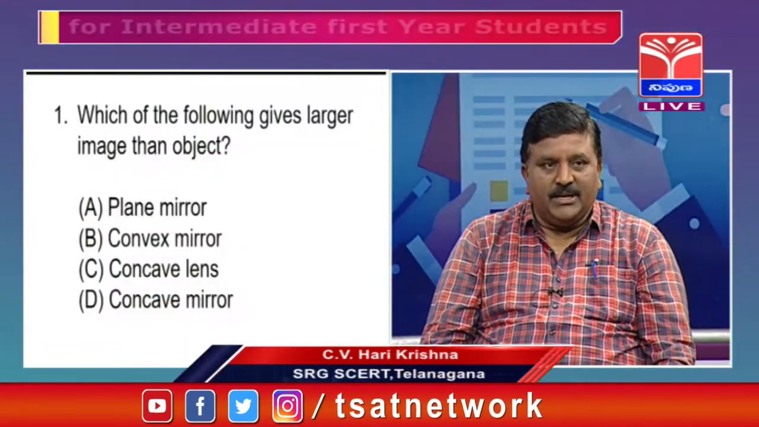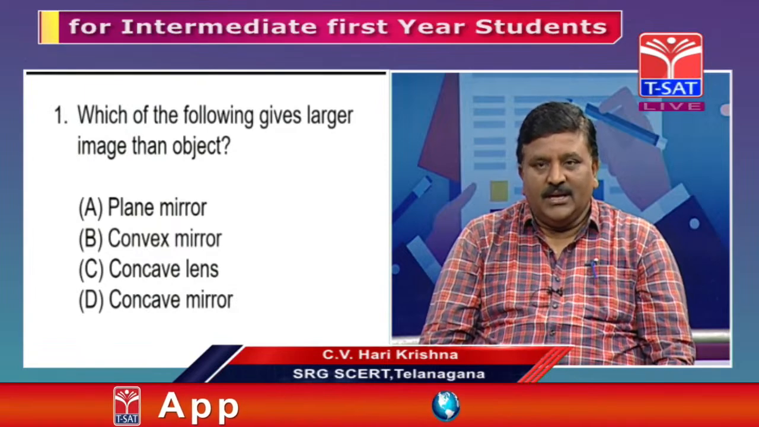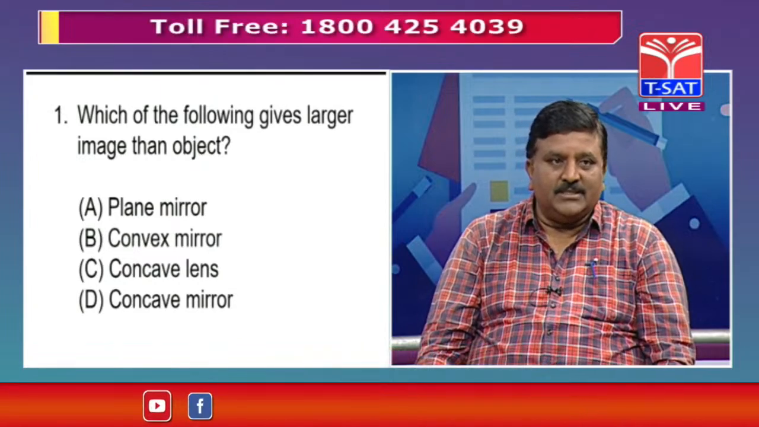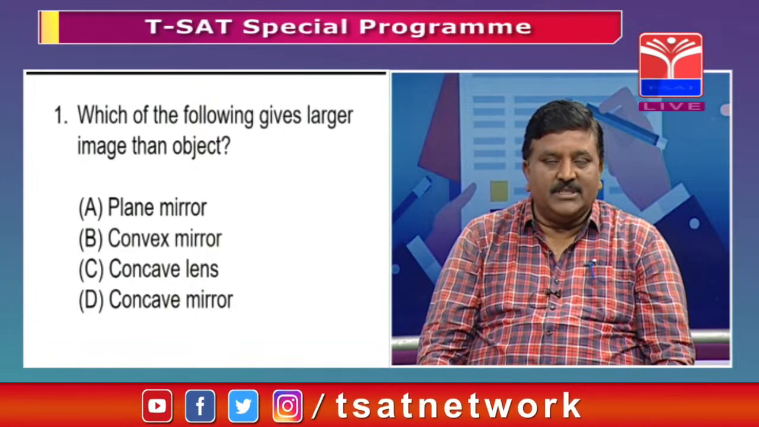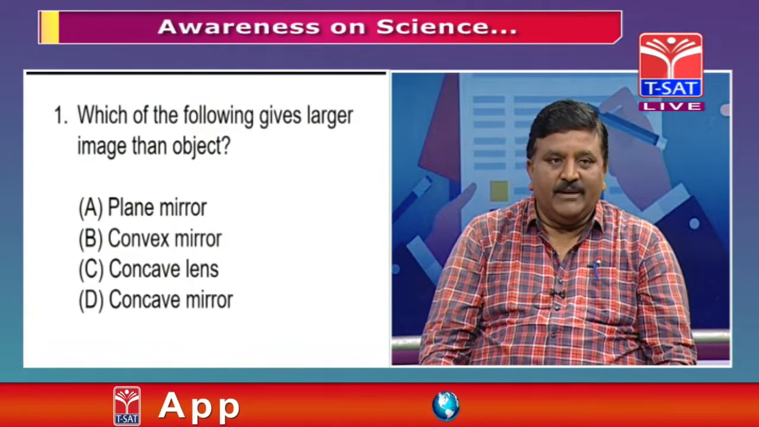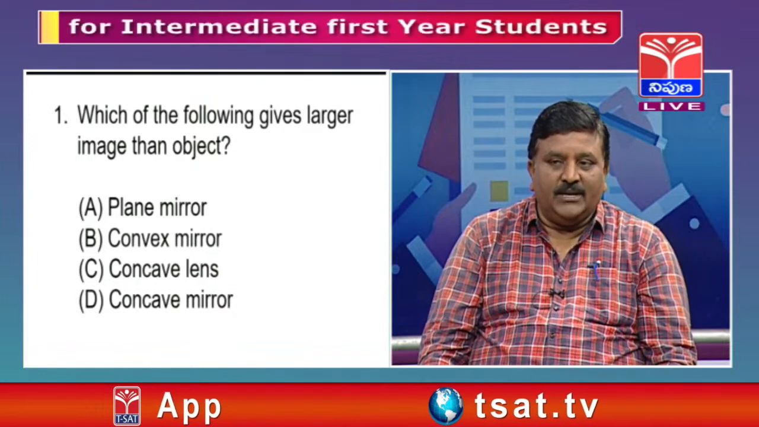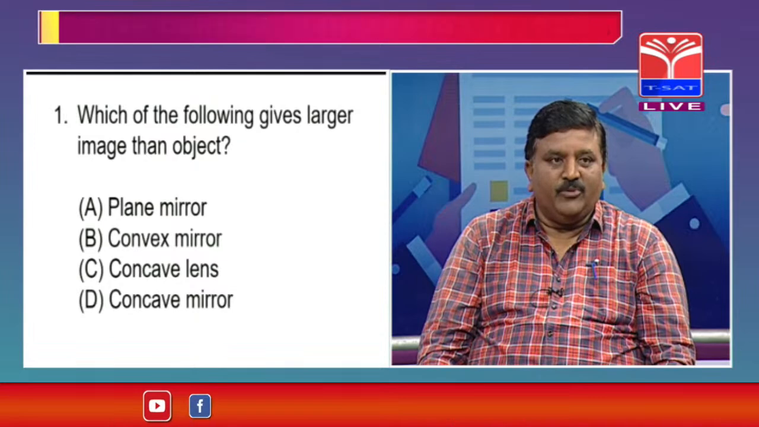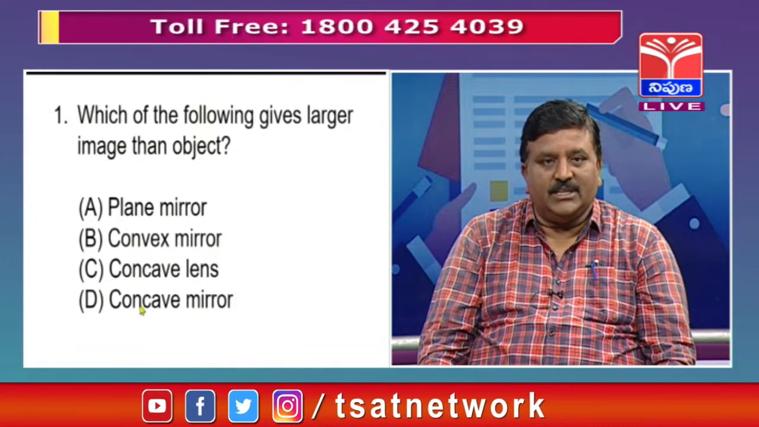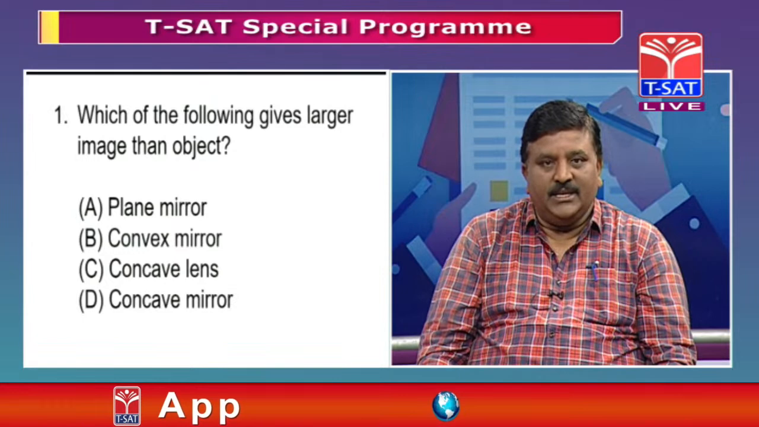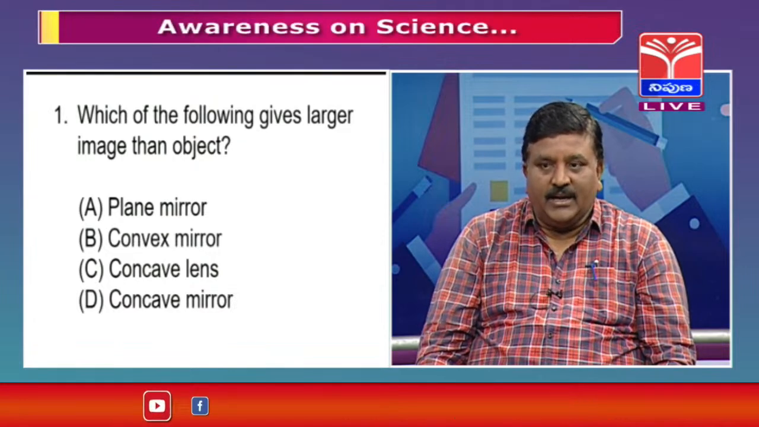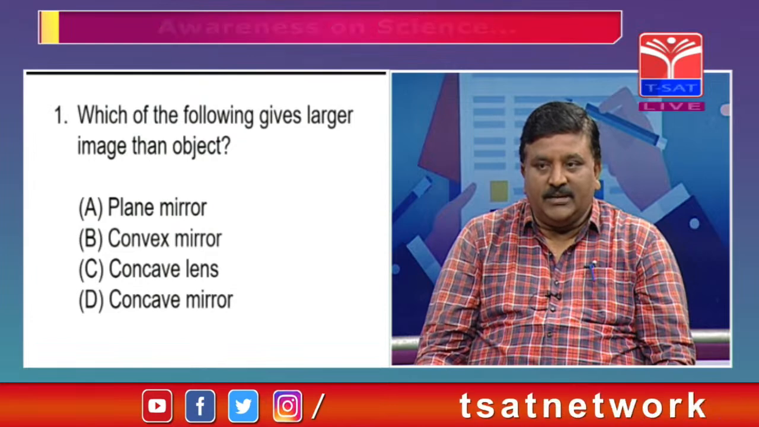Regarding the convex mirror, a convex mirror always gives a virtual and diminished image. Regarding the concave lens, it is similar to the convex mirror. So, convex mirror and concave lens image characteristics are similar; the concave lens also gives a diminished and virtual image. Regarding the concave mirror, if you place the object between F and C, between focus and center of curvature, the image will be formed beyond C. The image characteristics are enlarged and inverted, more than 2 times bigger than the object size.